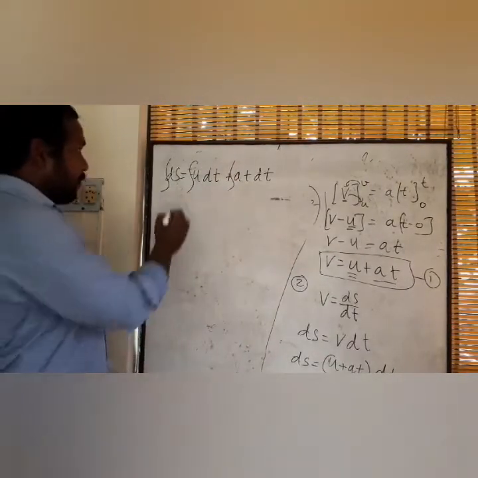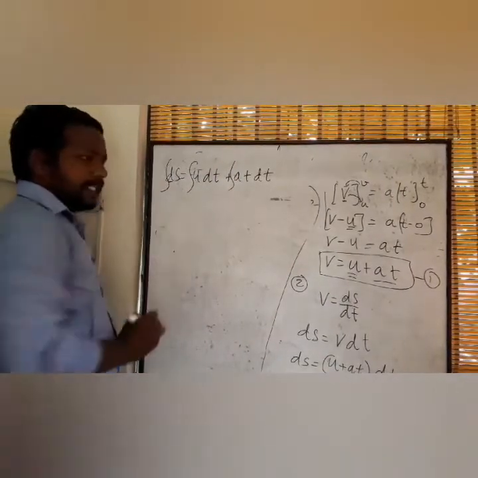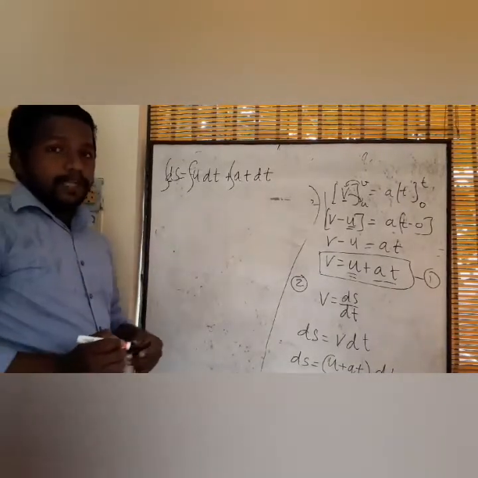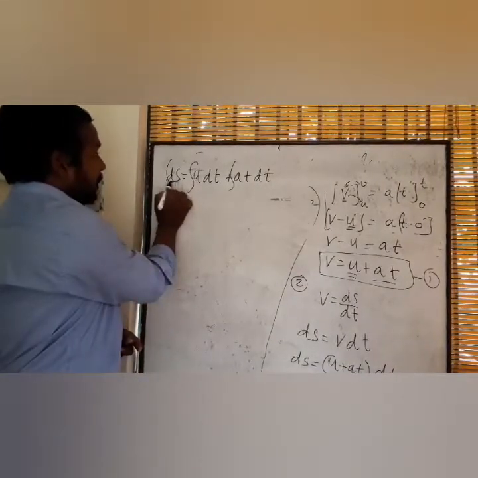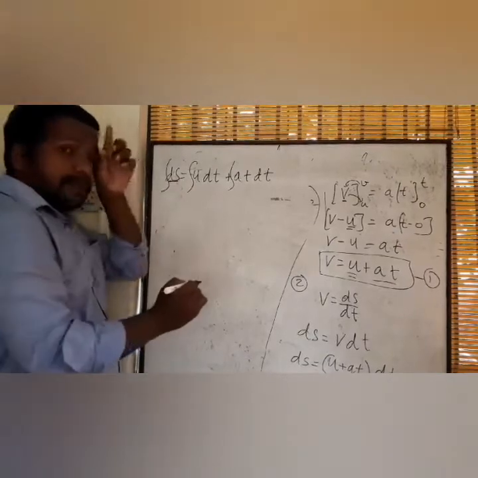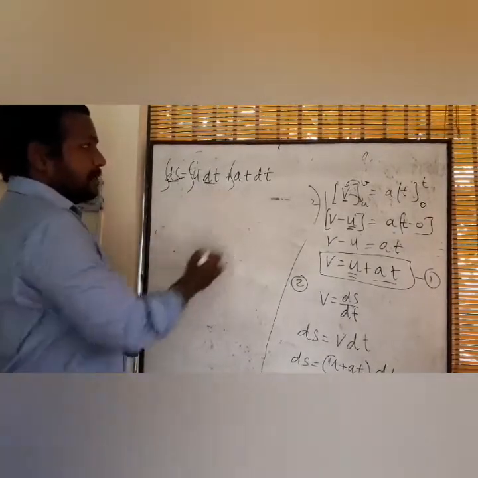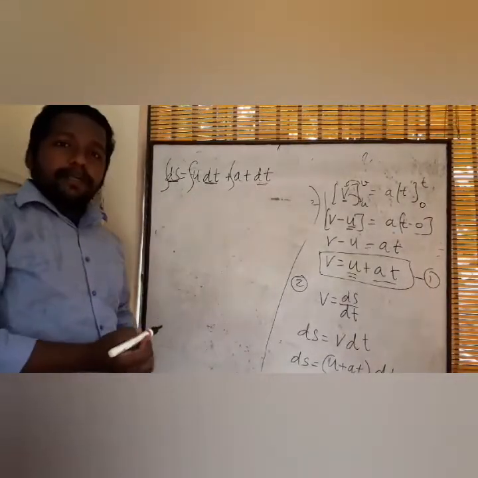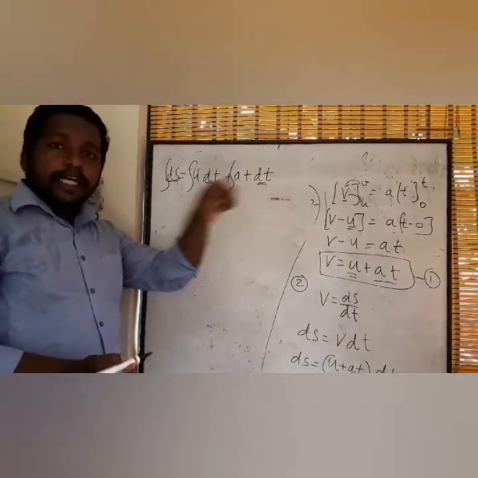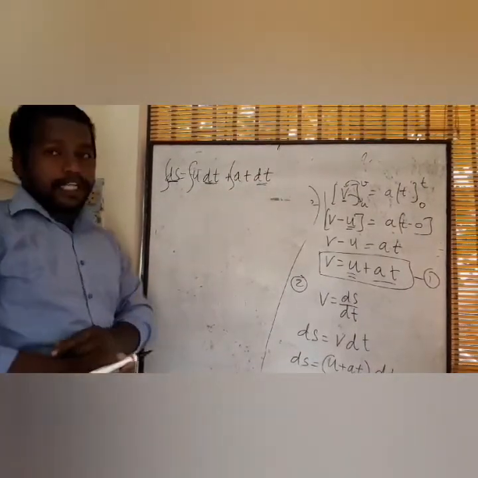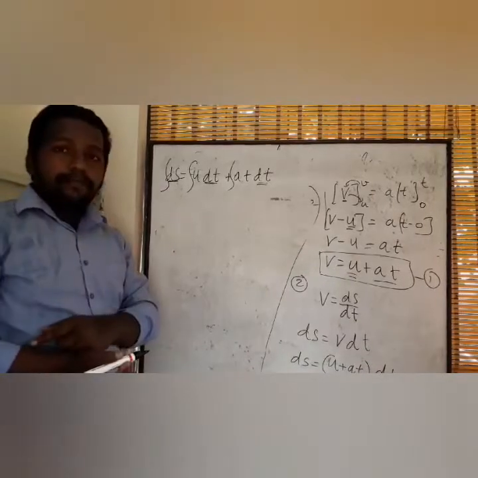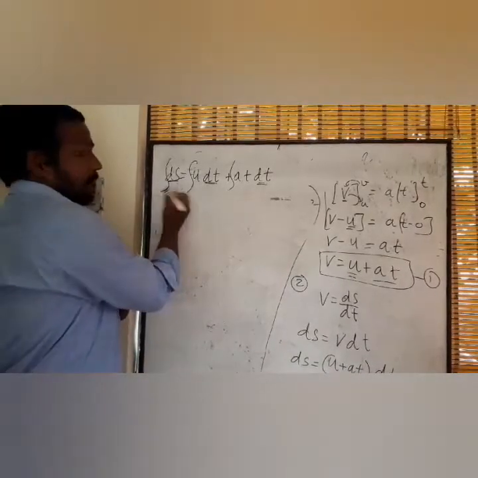I need to tell you one thing: the small d represents a variable term. Here it's a small d with s, so s is a variable term. Here dt, t is a variable term. Here also dt, t is a variable term. The small d with whatever term is there, that is a variable term. That only you should take as a limit. Here ds is a variation term. Displacement is a variation.